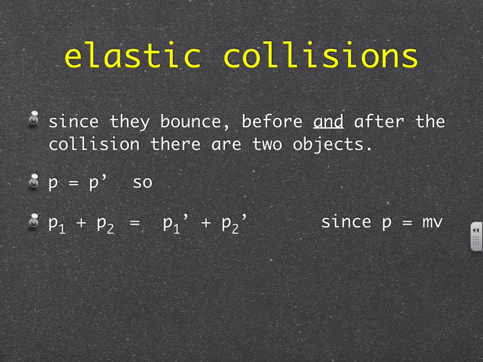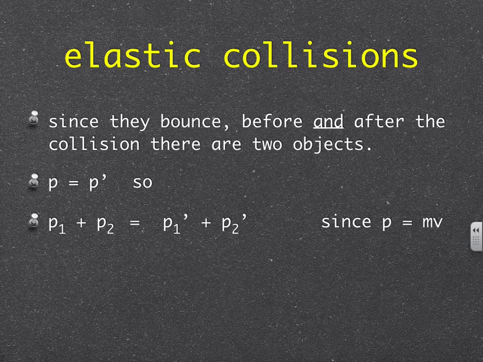Because this could be 50 plus 50, and over here it could be 20 plus 80. So the momentum gets shifted around. It's not saying that this is equal to this. It's saying the total of these 2 equals the total of those 2. That makes sense?